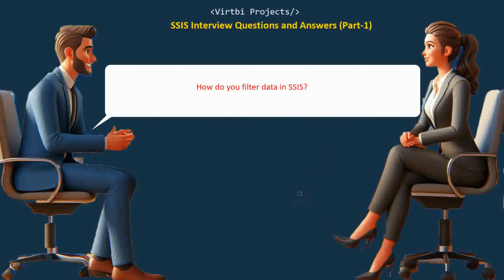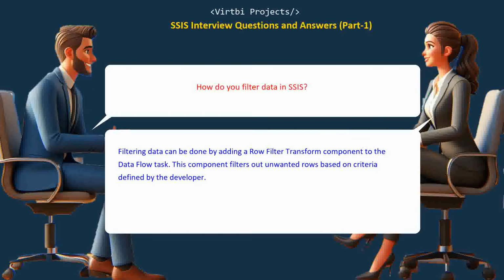How do you filter data in SSIS? Filtering data can be done by adding a row filter transform component to the data flow task. This component filters out unwanted rows based on criteria defined by the developer.